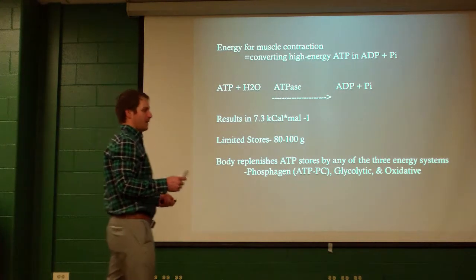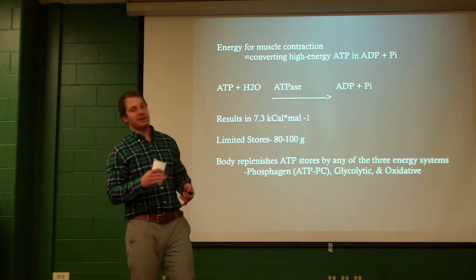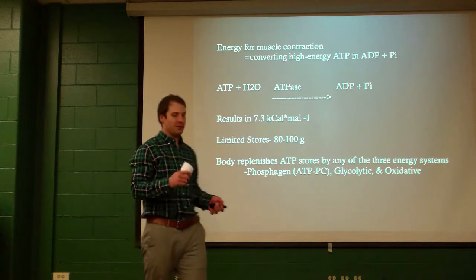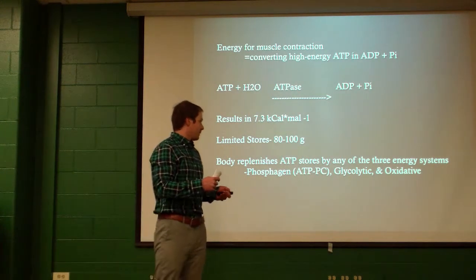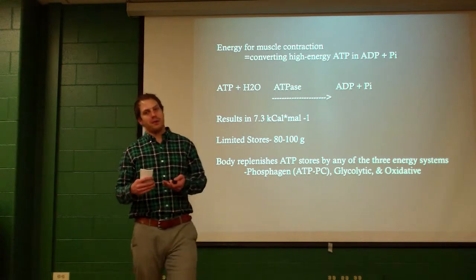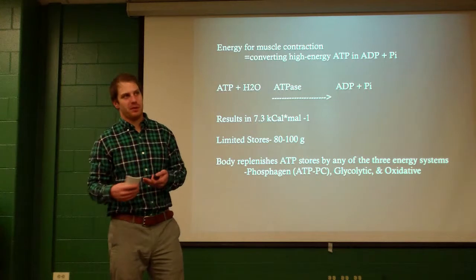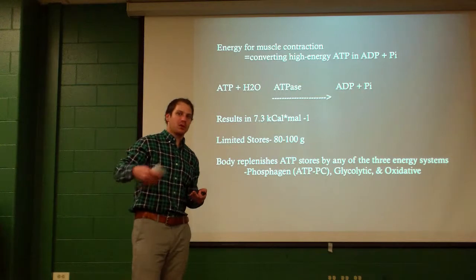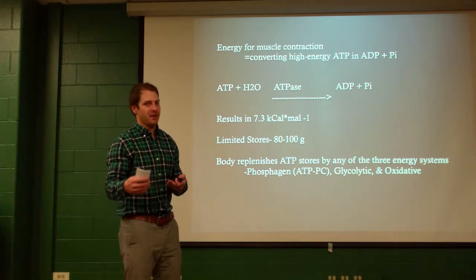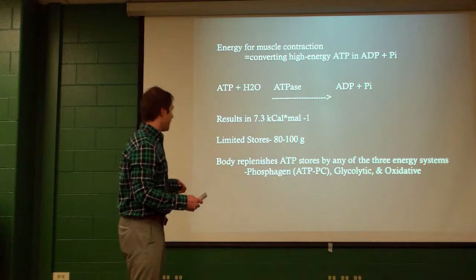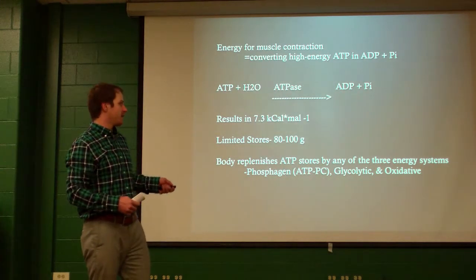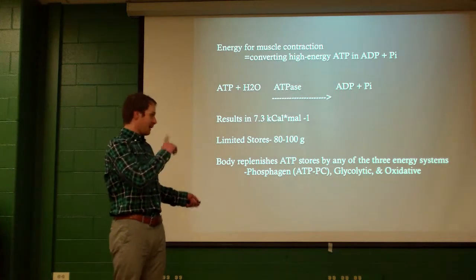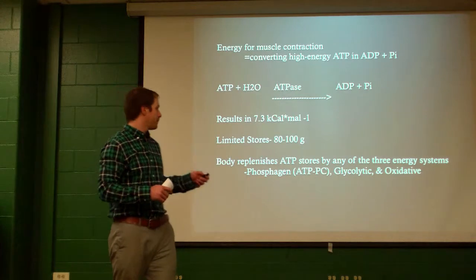One thing to remember is that ATP does have limited stores in the muscle. Only 80 to 100 grams are actually stored in the muscle. So this is good for very short durations, but as activity or sport keeps going along, the body needs to find a way to resynthesize ATP. The body replenishes ATP stores by any of three energy systems: phosphagen (ATP-PCR), glycolytic, or oxidative.